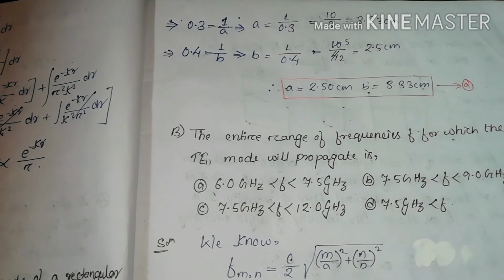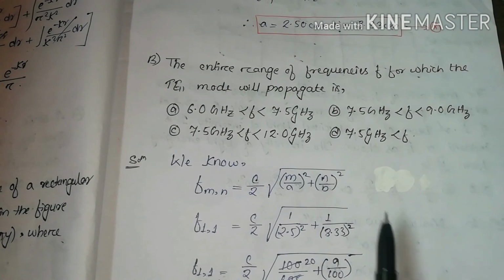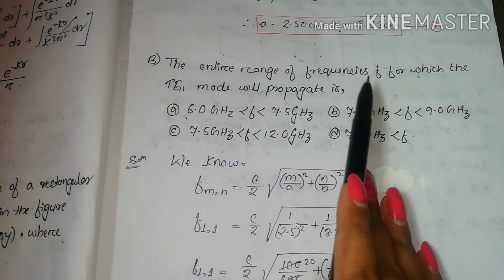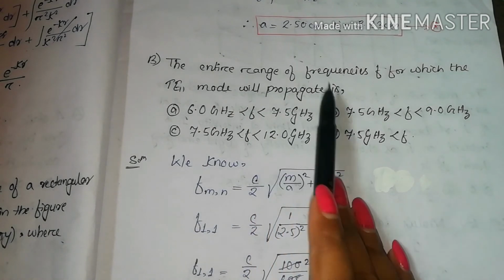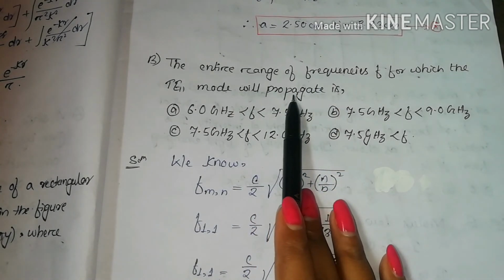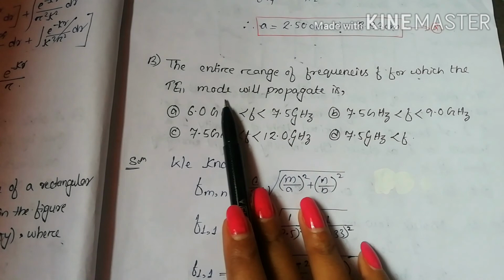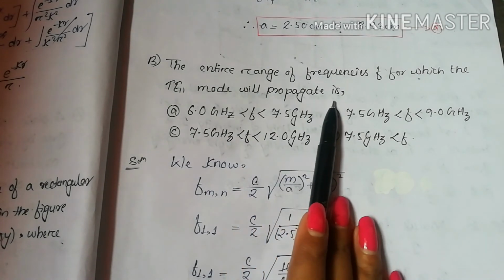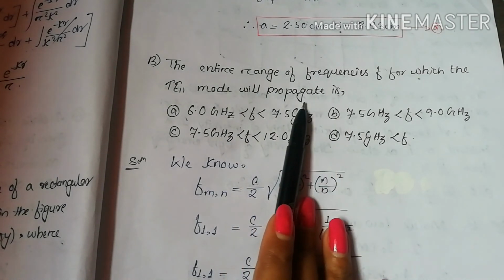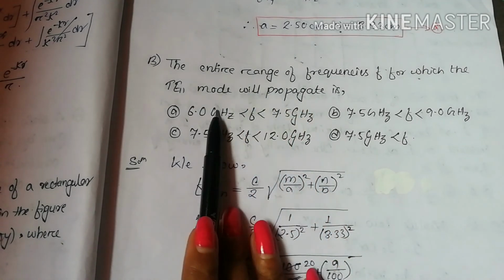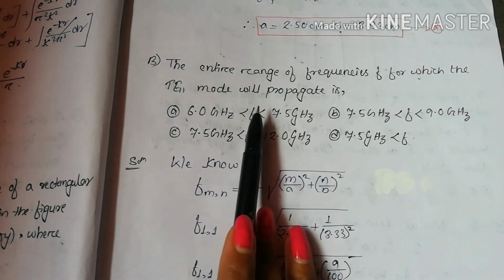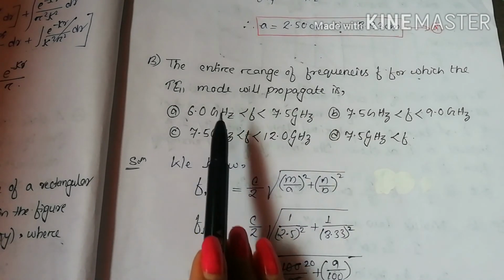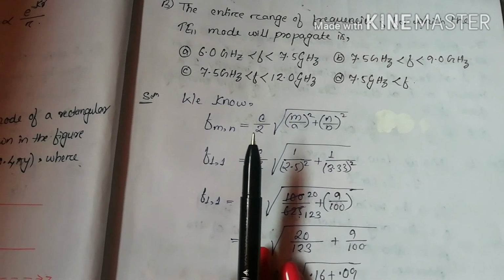It is very easy. Now let's come to the last question. The entire range of frequencies f for which the TE11 mode will propagate is what? First of all, we have to remember that for propagation, the frequency of the incident wave must be greater than the cutoff frequency. This is what we have to remember.